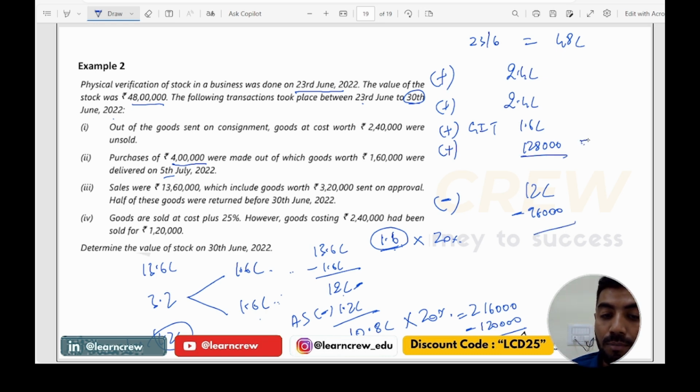So we need to take the total. Total will be getting up to 7,68,000. And here also we'll be getting 1,50,000. So total will be getting a value of 44,64,000. This is the value of closing stock.